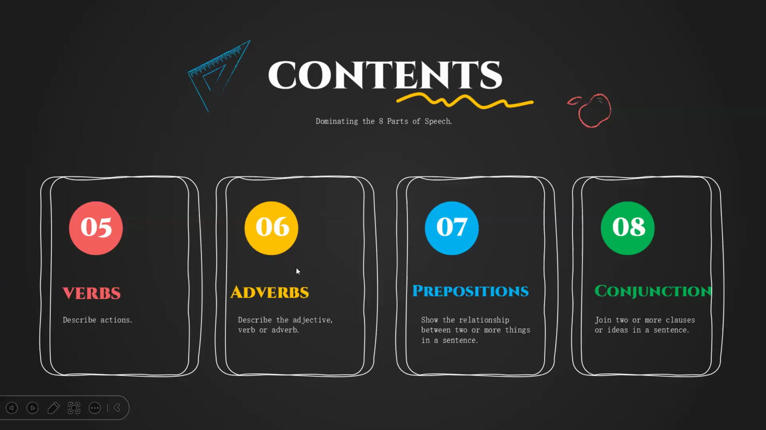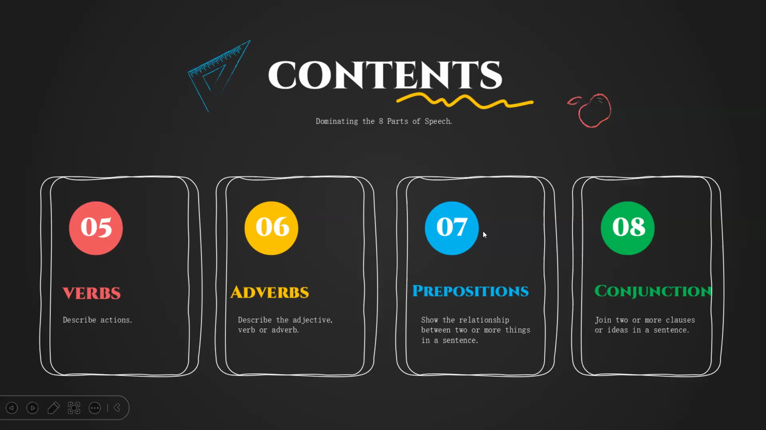Our sixth part of speech is what we call the adverbs. And if you look at the name of the word, it's telling us what it modifies: adjectives, adverbs, and verbs. So the adverbs are used to describe the adjective, the verb, or another adverb in the sentence. Normally, the adverbs go before the verbs because this is modifying this one, so we put them before the verbs in a sentence. Or we can choose to put the adverbs at the end of the sentence.